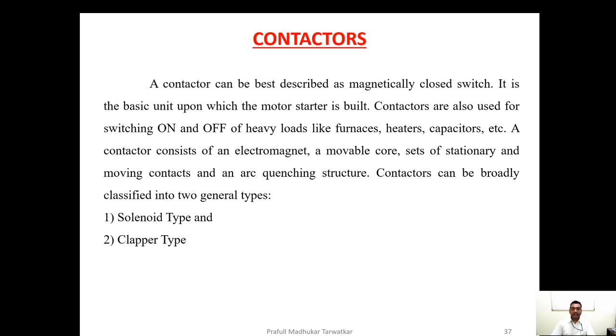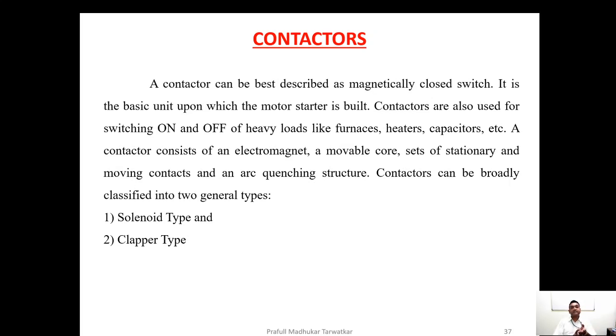We have seen that most of the drives which are used in industries are the induction motor drives. They have various advantages over the other types of drives and are very convenient to use and control, and that is why the most widely used electrical drive is an induction motor drive. We have seen the basic introductory part of the same.